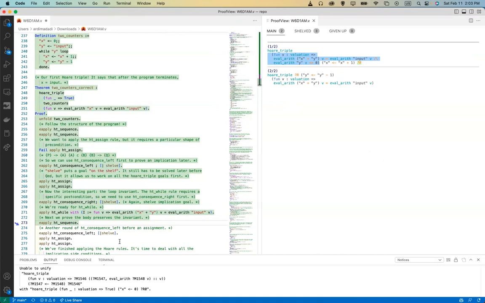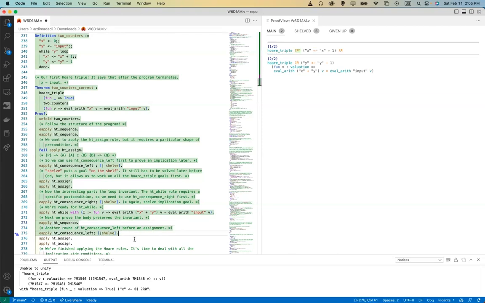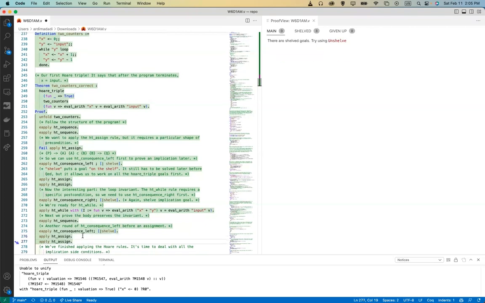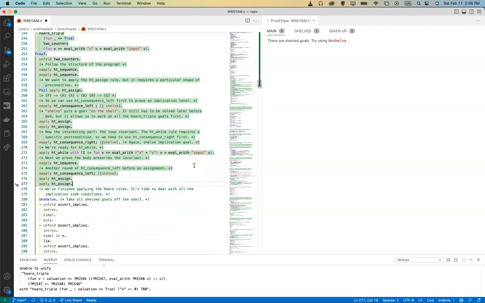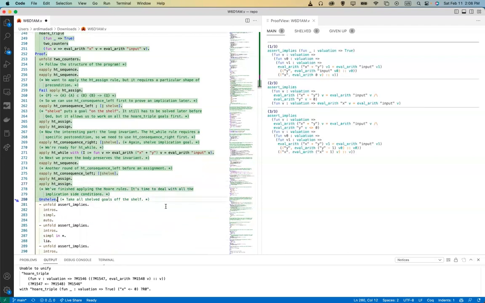So once more, we are going to use the left consequence rule and then shelve what we are getting out of that. So now the assignment rule will work. And then we're in this situation where we have this precondition. Again, because the precondition is a placeholder, we can use the assignment rule again, and that leaves us with no unshelved goals. So now we are going to unshelve, using this unshelve command, whatever we had shelved.